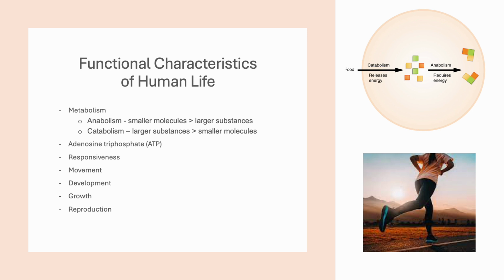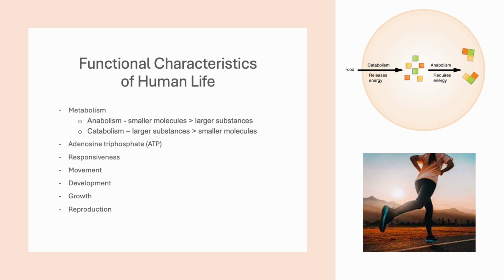Now, the next one is adenosine triphosphate, which is ATP, as we usually say. So every cell uses ATP to store and release the energy, and the process uses both anabolism and catabolism. Responsiveness is how an organism can adjust to changes in an external and internal environment. For example, we would move towards food and a water source, and we will not go towards perceived dangers.